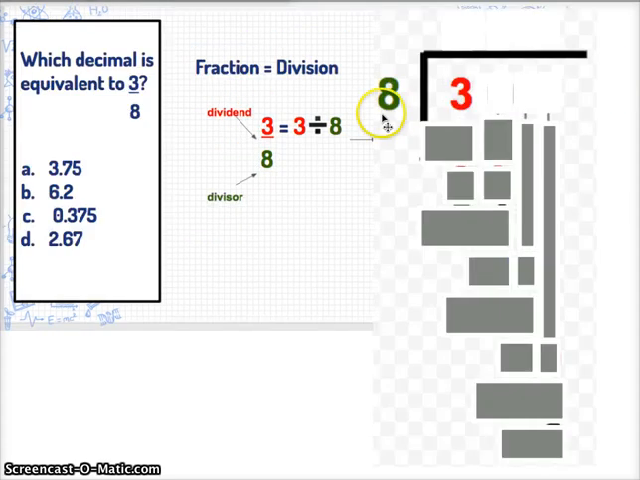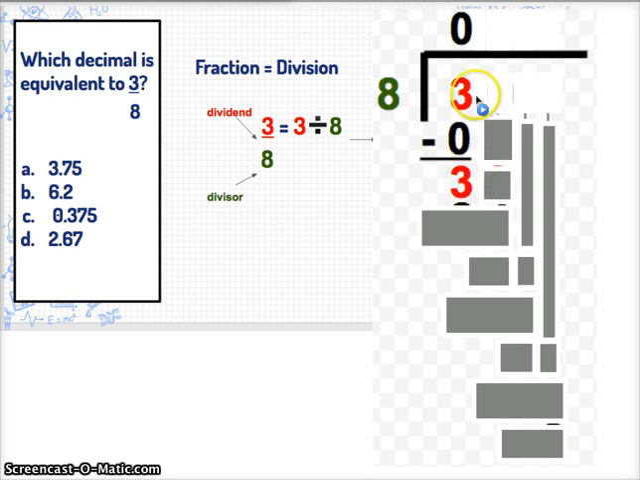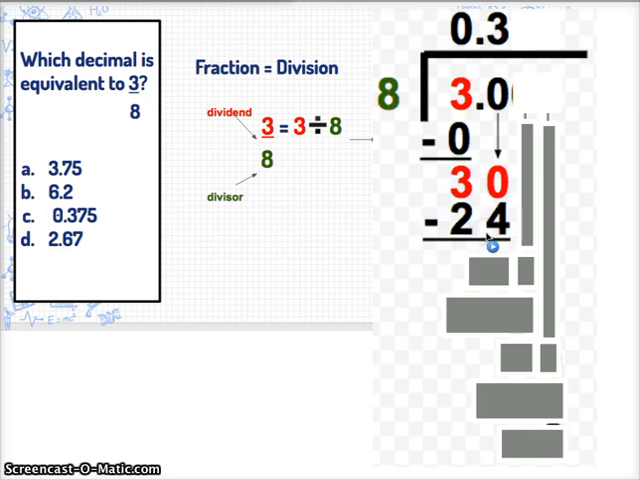Then we divide. 8 goes into 3 0 times. So 0 times 8 is 0. 3 minus 0 is 3. And then I'm going to rewrite 3 as a decimal. 3 point, and don't forget to put the point up here, 0. And then I take the 0 and I bring it down to make my new dividend 30. 8 goes into 30 3 times. 3 times 8 is 24. If I subtract, I see that I still have a remainder of 6.